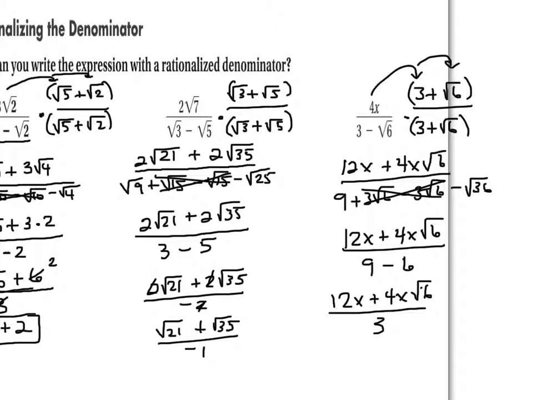So I end up with my answer, 12x plus 4x square root 6 all over 3. Now, you've got to check. Does 3 go into 4? No. 3 goes into 12, but 3 doesn't go into 4, so there's nothing to simplify, and that's my final answer. So we talked about rationalizing the denominator here in section 6.3, part 3. Being able to multiply by the conjugate to get all your roots out of the denominator. This concludes section 6.3, part 3.